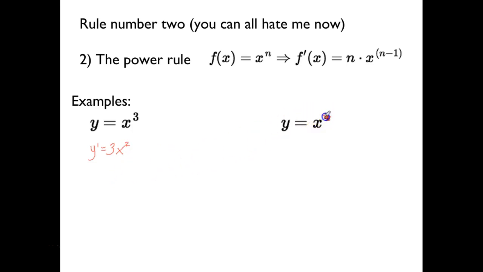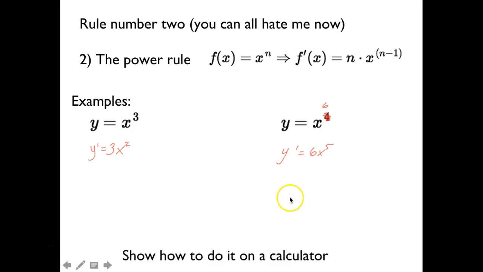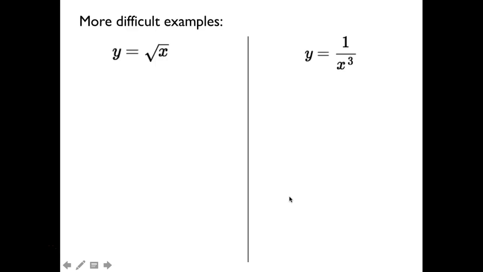And here, let's switch this one up. Let's make it a 5 or a 6, since we did x to the 4th on the last slide. So the derivative of that would be 6 x to the 5th. Yeah? Now these are easy ones. They can make them hard. Let me show you. Oh, and I can show you how to do it on a calculator. I'll do it later though.